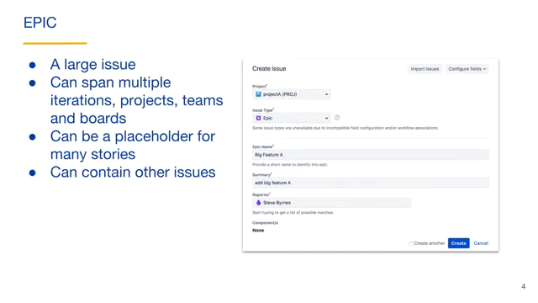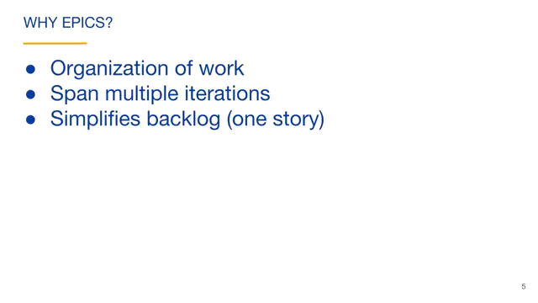An epic can contain issues. They can contain stories, tasks, bugs, custom issue types, and can even contain subtasks. Epics are useful because they provide an organization of the team's work, rather than having unrelated issues. They are useful if the work spans multiple iterations. Also, having one placeholder story to represent a lot of work can simplify the backlog. You don't want to create detailed plans too early.